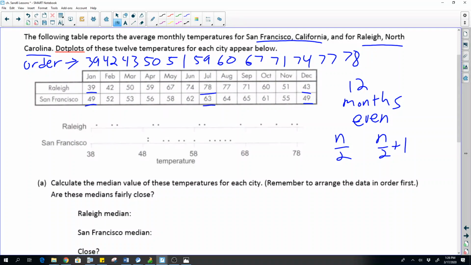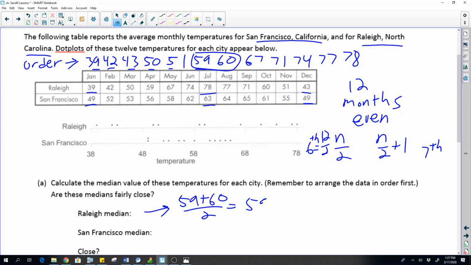And now we want to work our way into the middle. So we have 12 months, an even number. So we just do 12 divided by 2, which is 6. So we're looking for the 6th and 7th positions. We go 1, 2, 3, 4, 5, 6th and 7th, 8th, 9th, 10th, 11th, 12th. So we're looking for those two averaged together. So Raleigh would be 59 plus 60, divided by 2, which gives us 59.5 degrees.